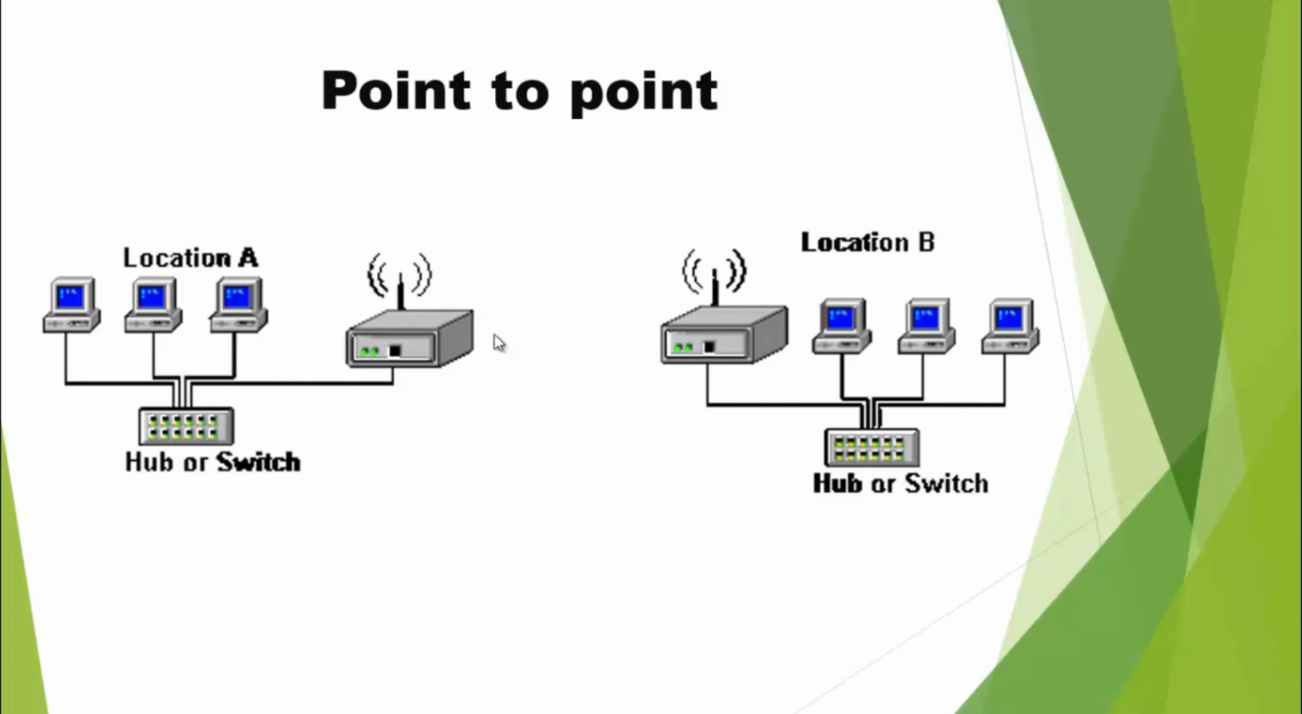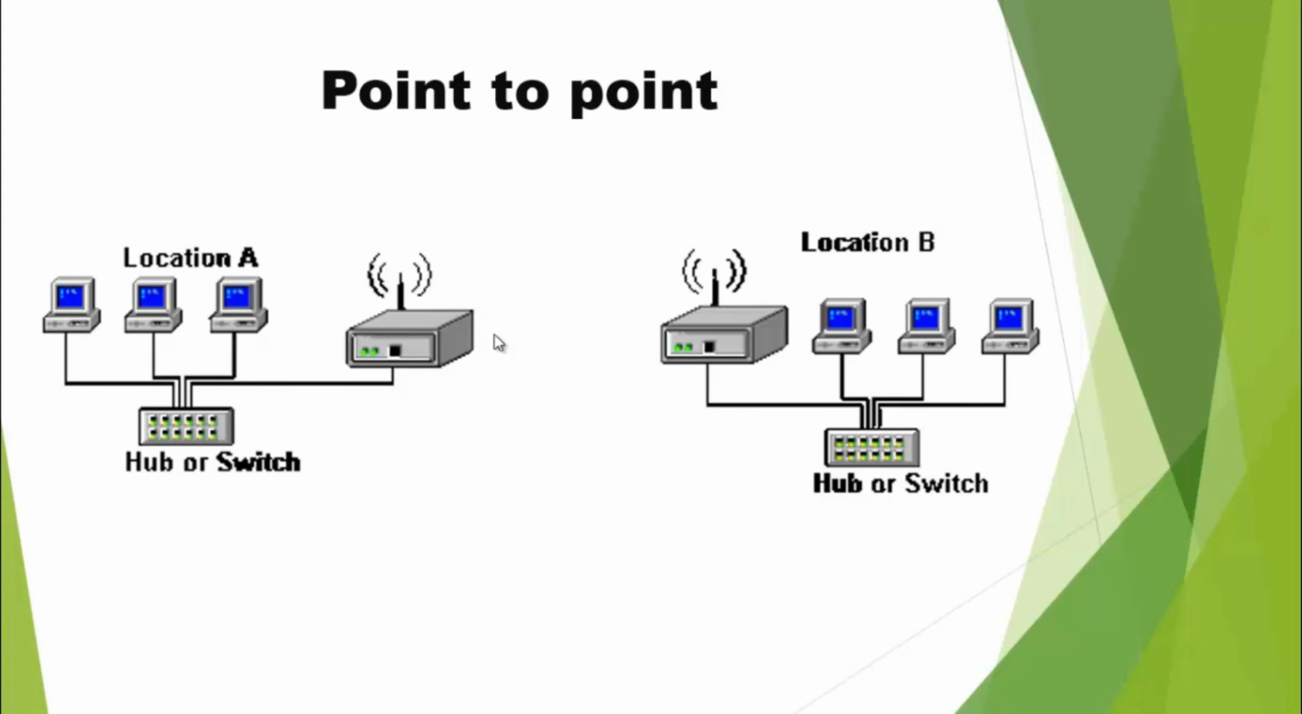So here we studied three types of network architecture. The first one we studied is client server network, the second is peer to peer network, and the third is point to point network. So these are network architectures. If you have any type of question, you can ask easily.